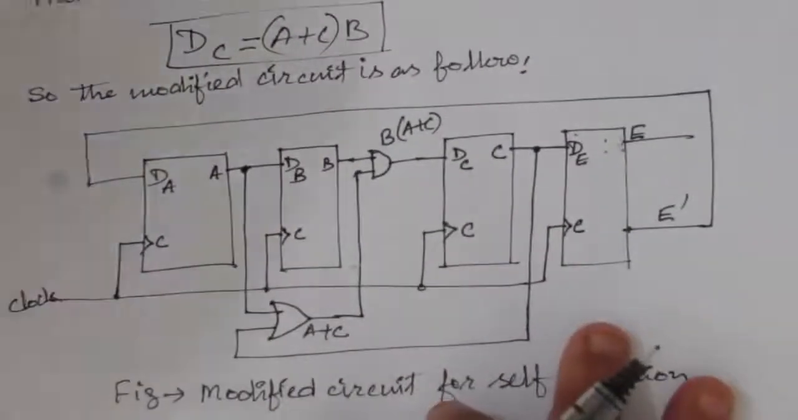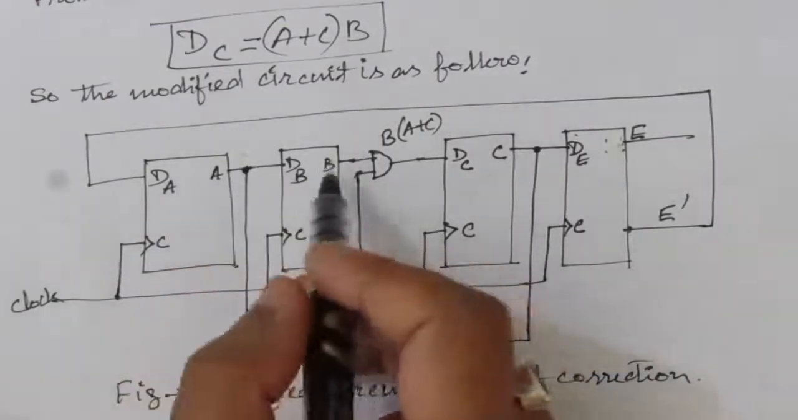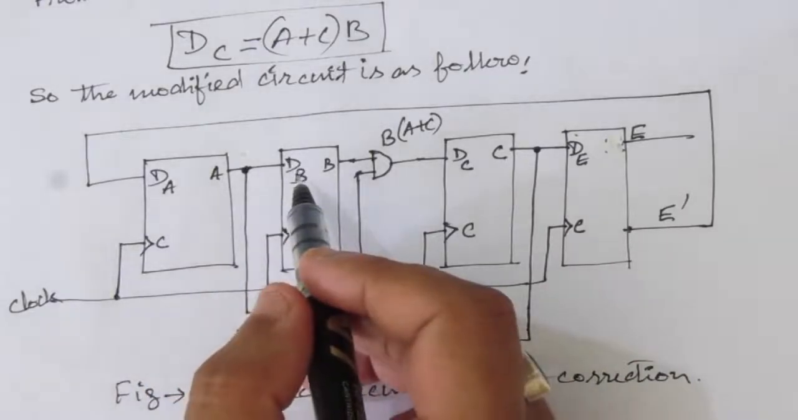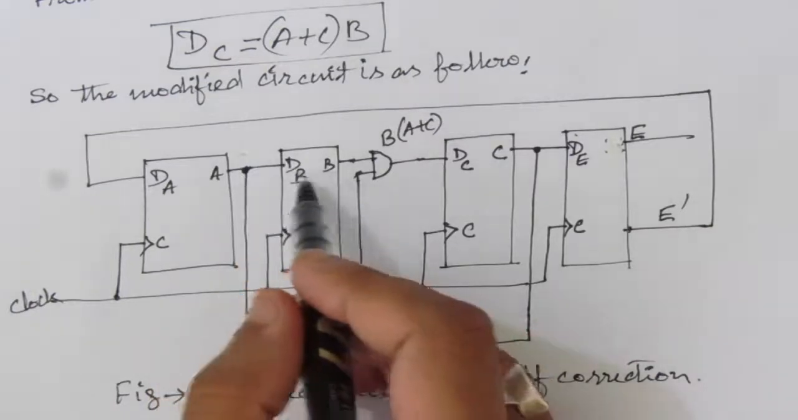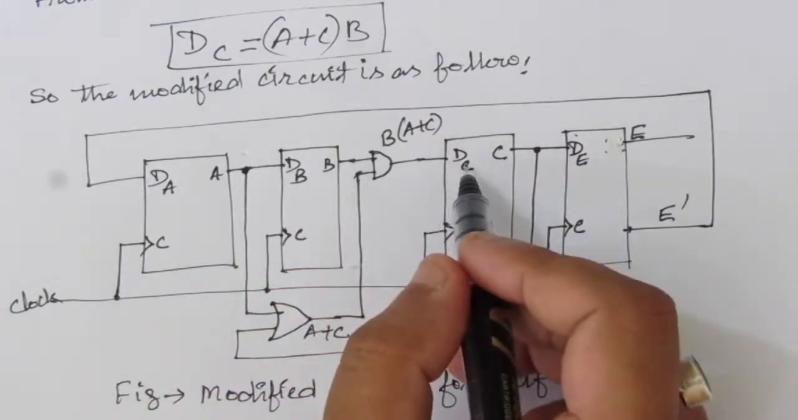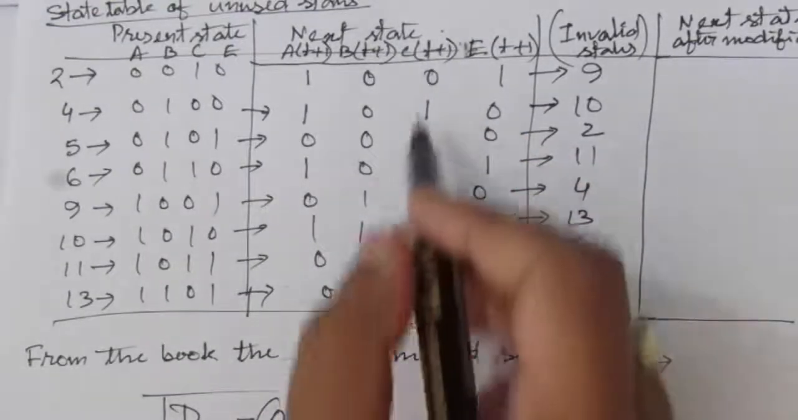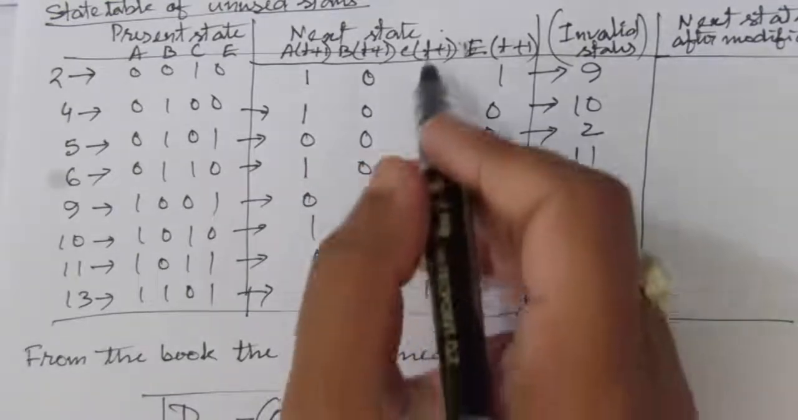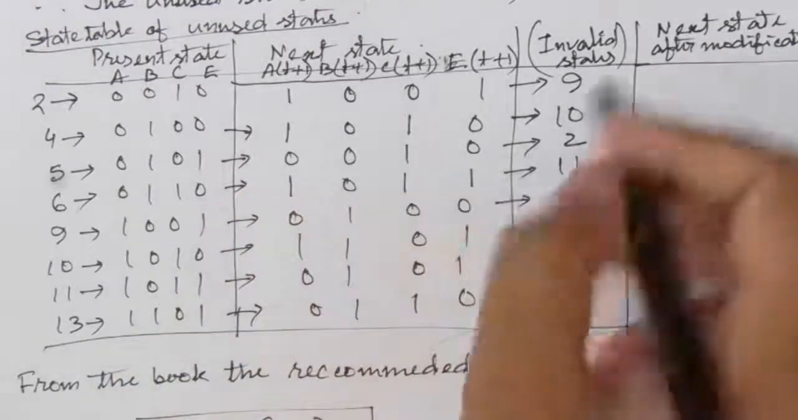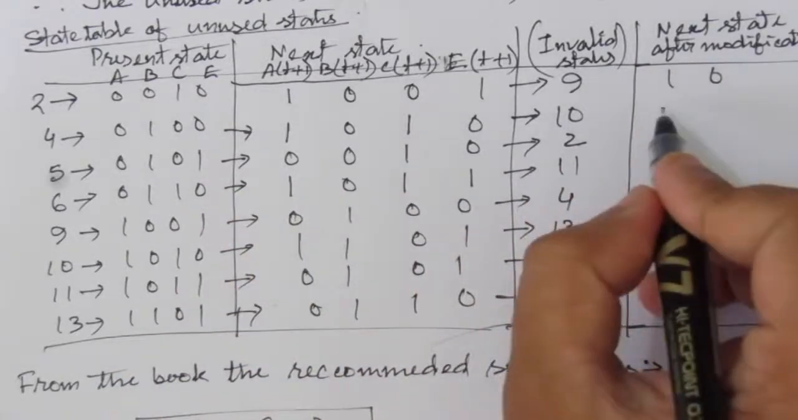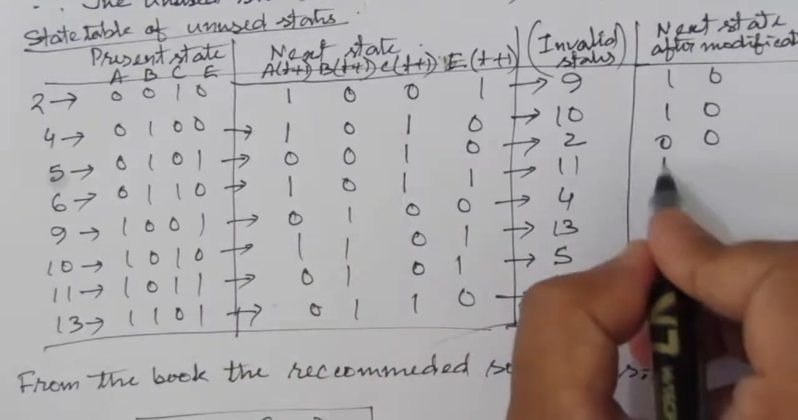In this modified circuit, we can see that the output of the first flip-flop and the input of the second flip-flop are the same, because DB equals A previously, and now also it is A. Only the DC value is changed. That means we have to modify the third column of the next state values with this equation. These two columns will be the same. So here we'll have 1, 0, then 1, 0, then 0, 0, 1, 0.